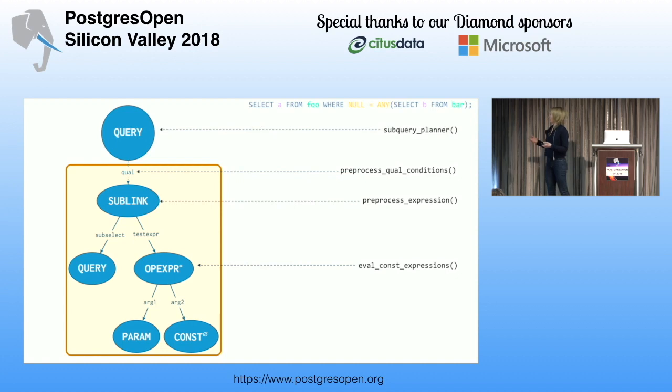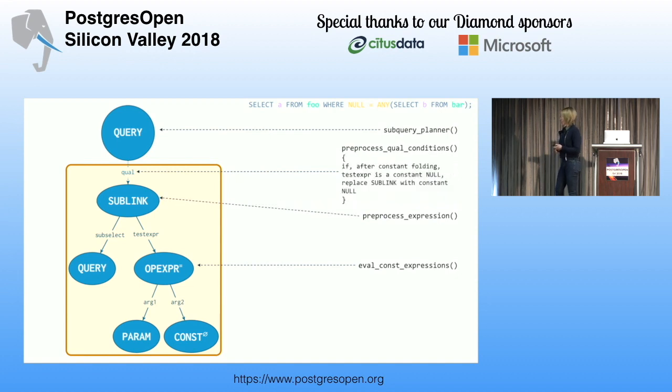So in preprocess qual conditions, same logic. If it's a sublink node and it's a sublink any, because this won't work for all. For example, if you have equals all, that's true when the table's empty. Then if you do constant folding on that sublink's test expression and it comes back constant, and that constant is null, then replace the sublink with that constant null. So basically the same logic as before, but just moving where I put the logic. Everybody okay on that? Okay.